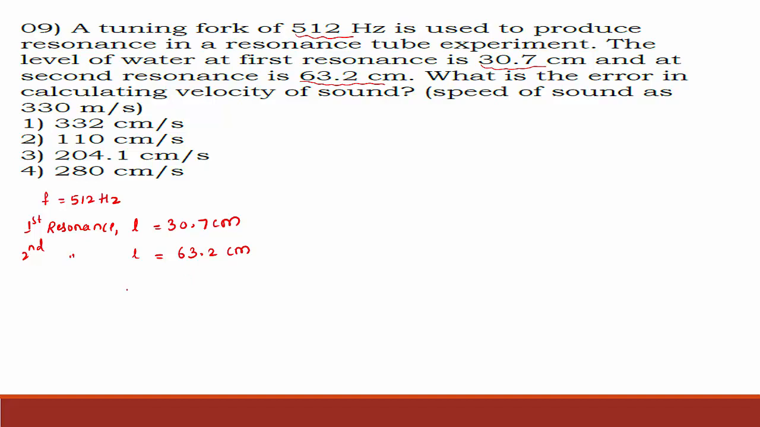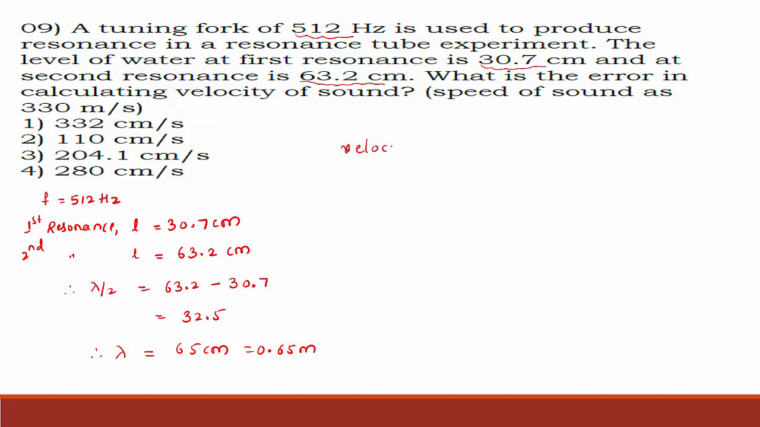And then, the difference between the first resonance and the second resonance, therefore directly I can write lambda by 2 is equal to 63.2 centimeter minus 30.7 centimeter, that gives the value 32.5. Therefore lambda equal to 2 into 32.5, so we can write 65 centimeter, which is equal to 0.65 meter. Now easily we can find the velocity of the sound.